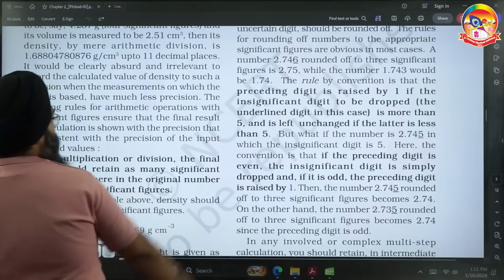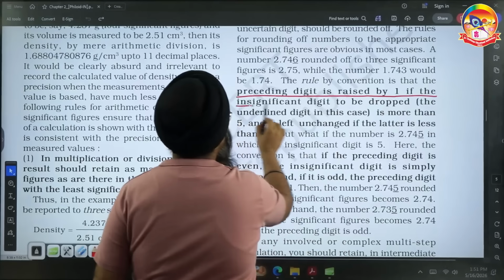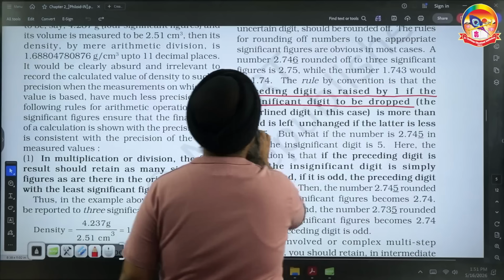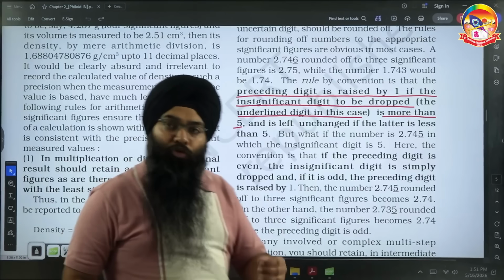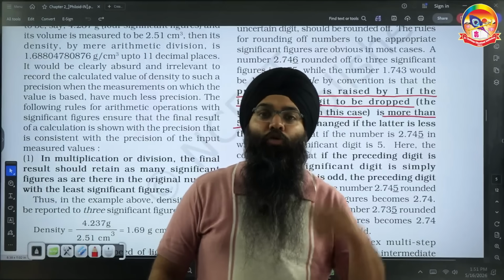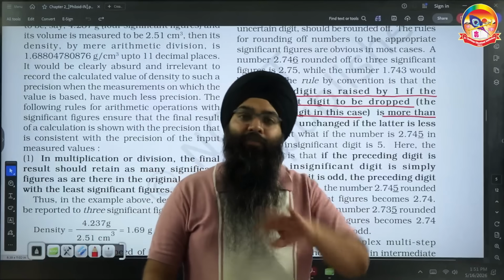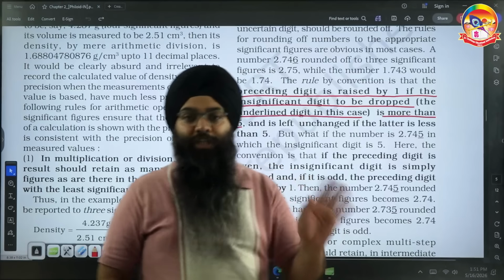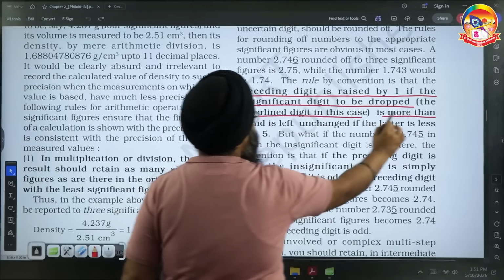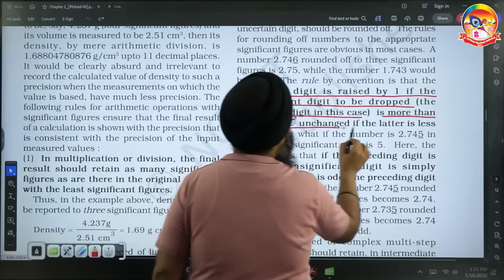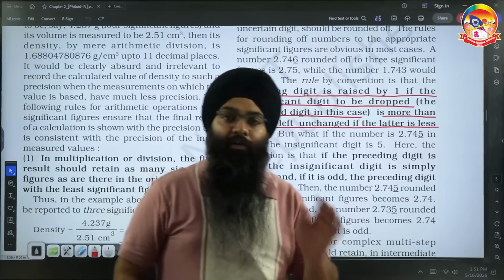Understand, the preceding digit is raised by 1 if the insignificant digit to be dropped, the underlined digit in this case, is more than 5. So whatever digit you have to drop, if that particular digit is more than 5, then the preceding digit will be raised by 1. If that digit is less than 5, then the preceding digit will not be changed. So if the latter is less than 5, then it will remain unchanged.